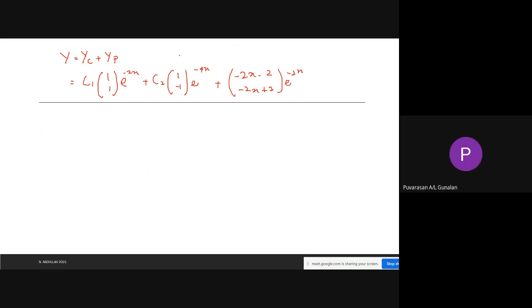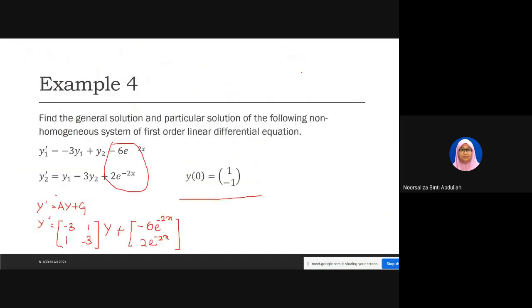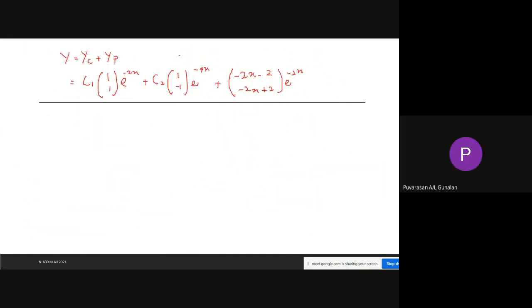Faham? Okay. So if you look at the questions, they give you the initial condition. So you have to find what is C1 and what is C2. If you are not given any initial condition, you can stop up to this general solution. Since they are giving you the initial condition, you need to get C2 and C1. The initial condition is y(0) = 1, minus 1, which means for x equals 0, y1 equals 1, and y2 equals minus 1.